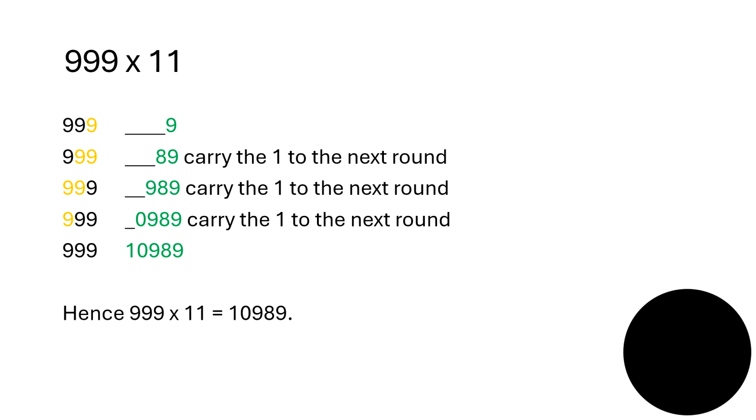And we have no more on the focus point. And so write down the 1. So our answer is 10,989. So 999 times 11 is equal to 10,989.